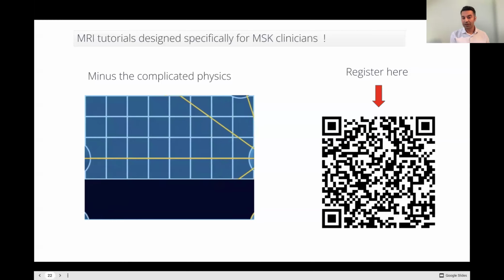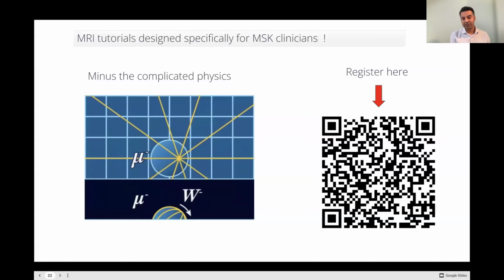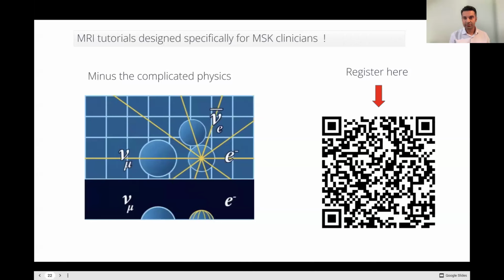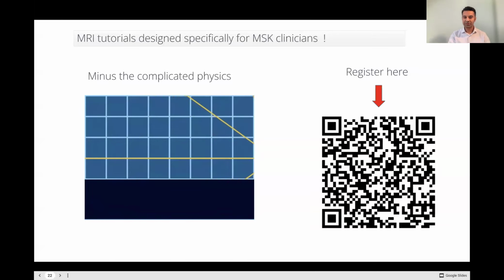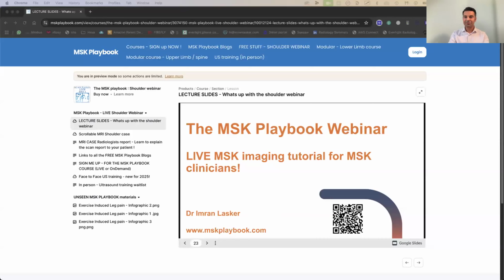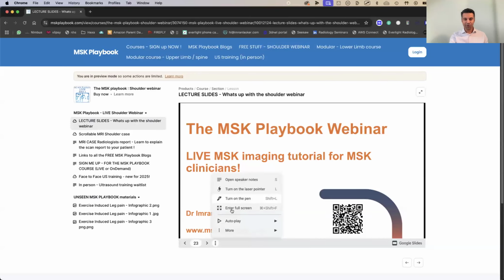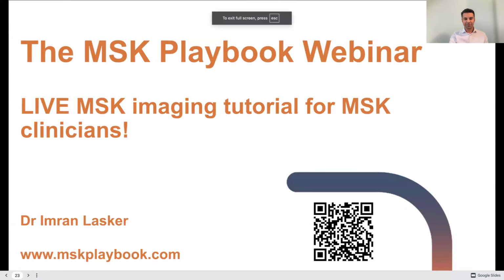Now, I'm going to hand over to Imran, a veteran of online MSK teaching. He's lectured on Radiopaedia online, and he's designed some really cool MRI tutorials for MSK clinicians. And he promised me this every single time: no complicated physics. Imran, I keep sending you patients, and I've got a really interesting patient. I think I popped the shoulder back in from this rugby player. Tell me what's going on. Imran is an MSK radiologist based in the UK, and he's going to teach you about the shoulder.